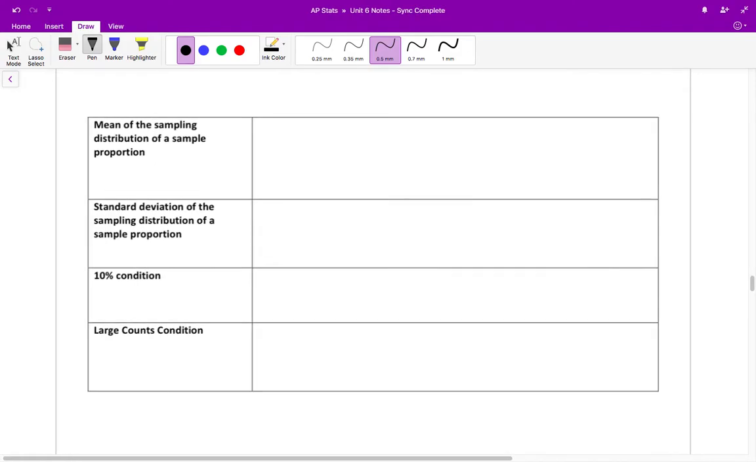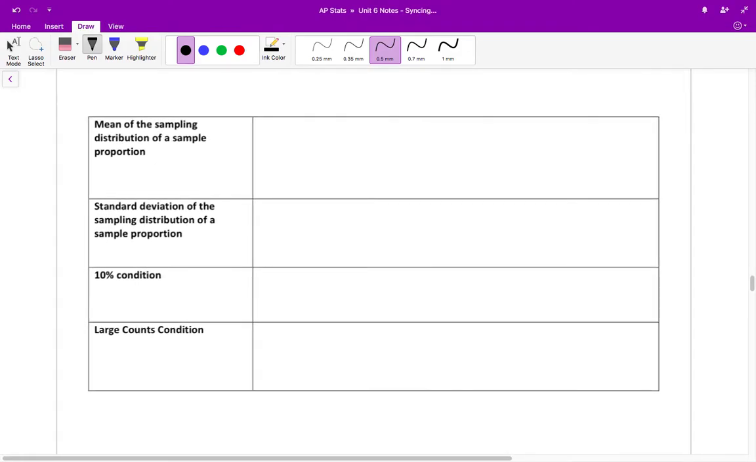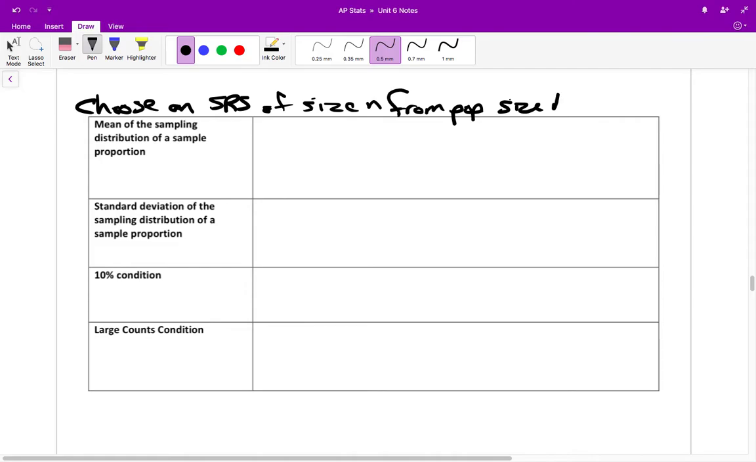So, let's assume that we are going to choose an SRS of size n from a population of size capital N with some p number of successes. So we're going to get into some probability today. Then, a couple things about that.